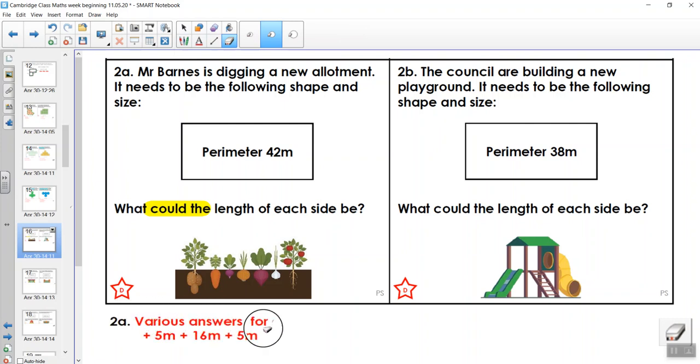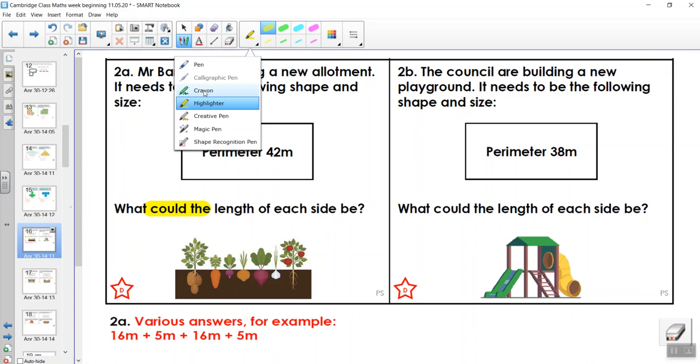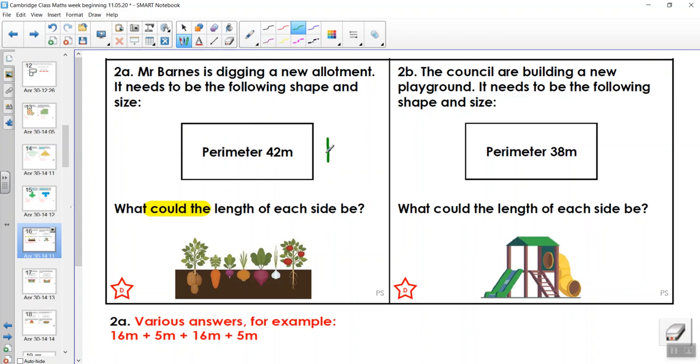So here's a suggestion. We've got various answers. For example, it could be 16 and 5. It's any two pairs of numbers that when you double them come to 42. It could have even been something as simple as 1 there, which gives me my 2, 20 there, and 20 there, and when I add them together, it gives me 42. Could be any possible answer.